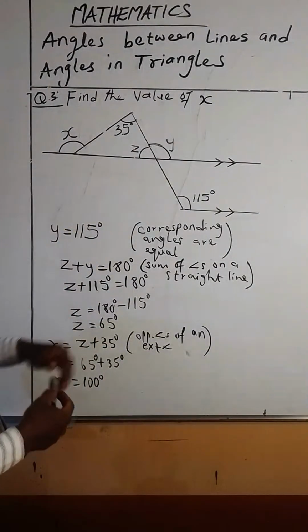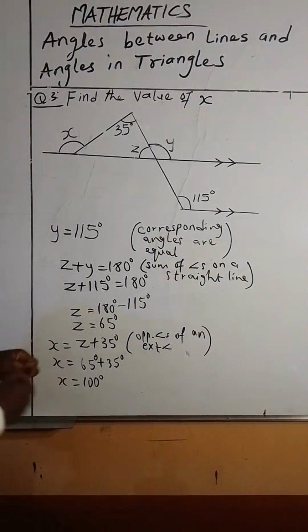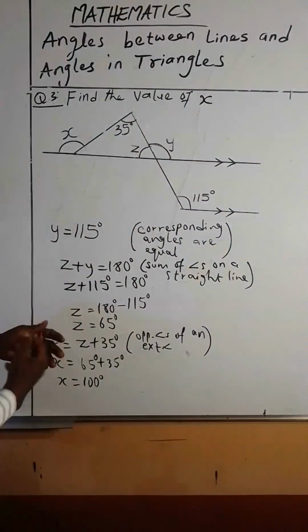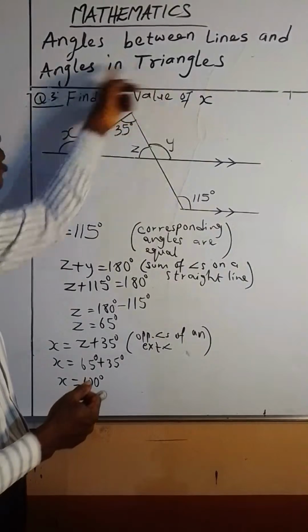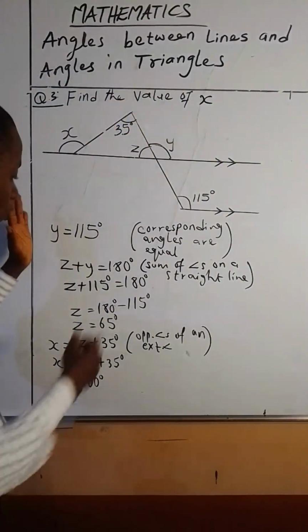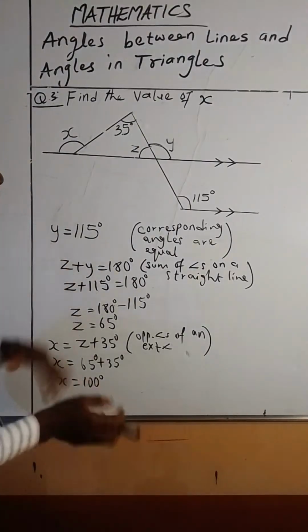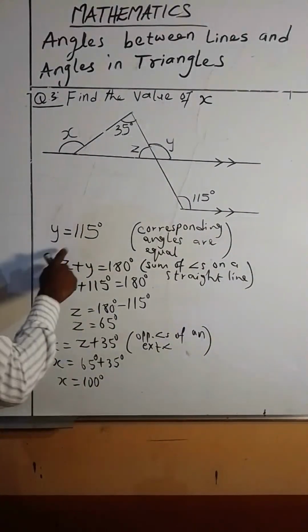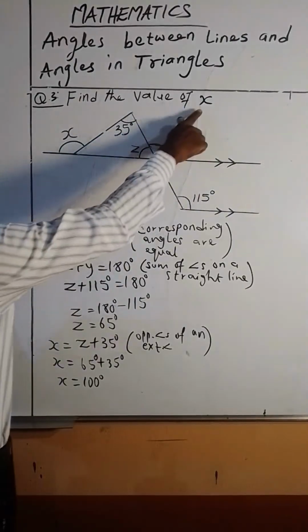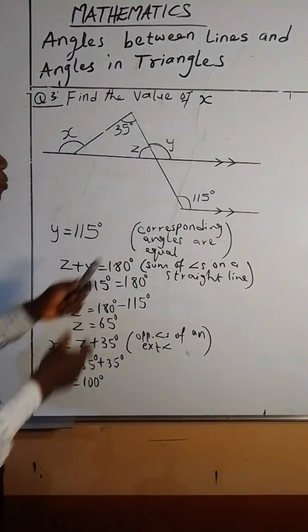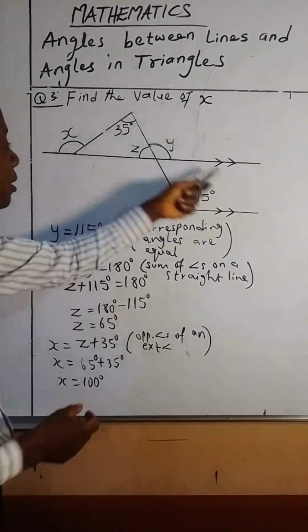But I'm going to go over it again for the last time before we go to the next questions, which are angles in triangles. That will be the next topic because we are done with straight lines now. So let's go to the next one. Here, we are told to find the value of x.